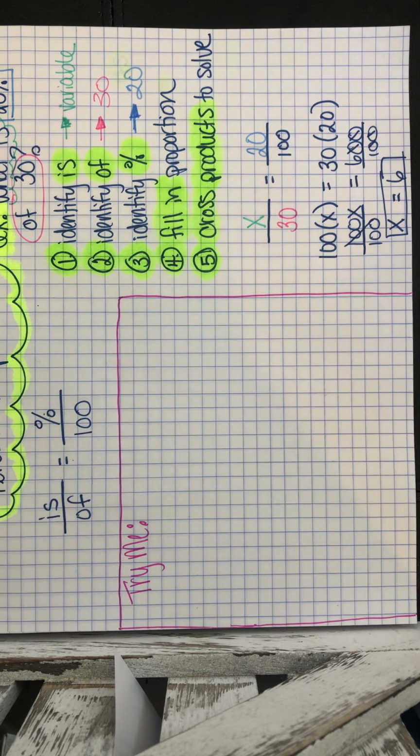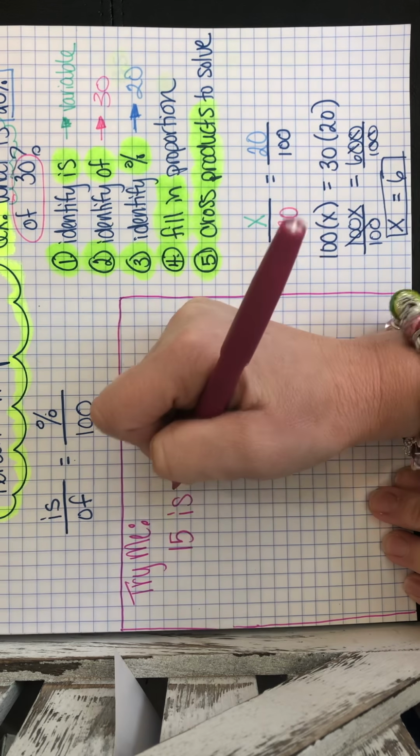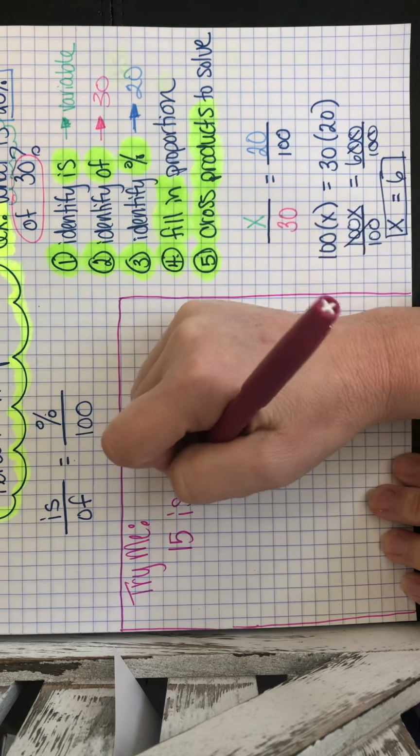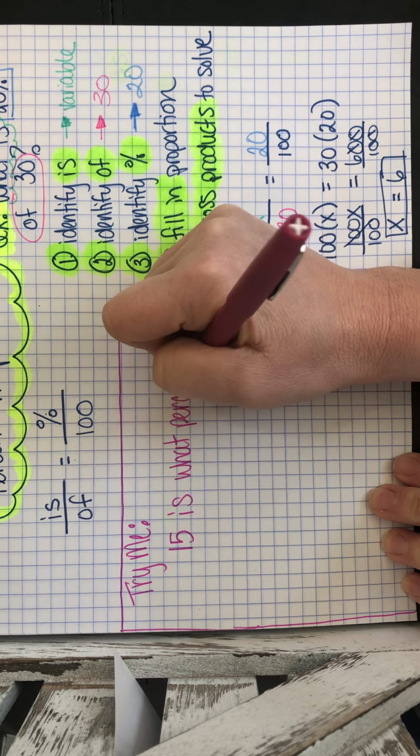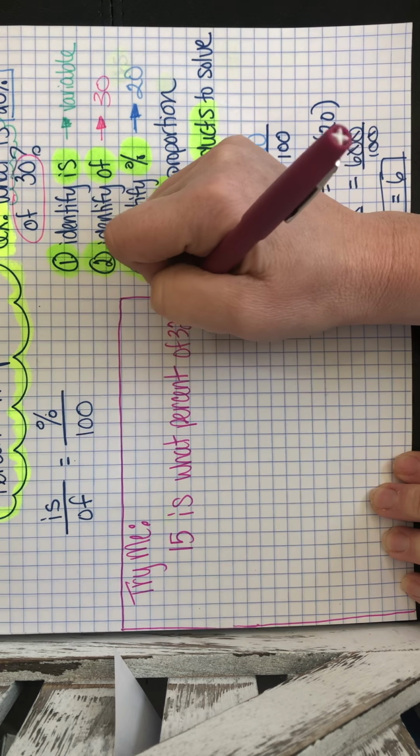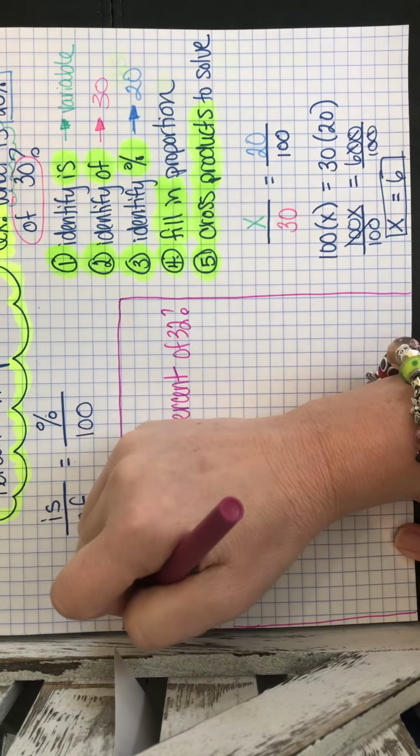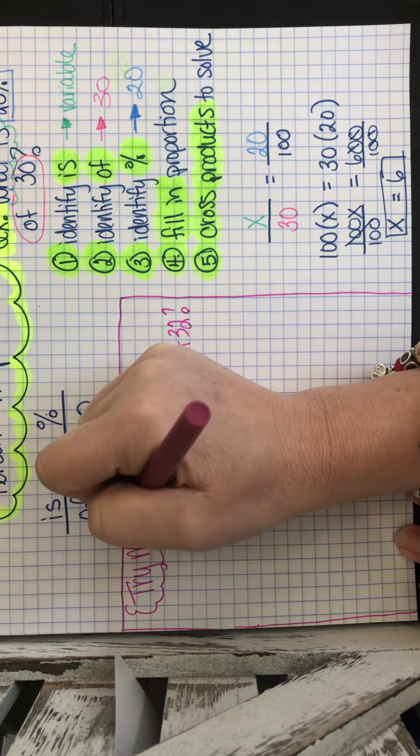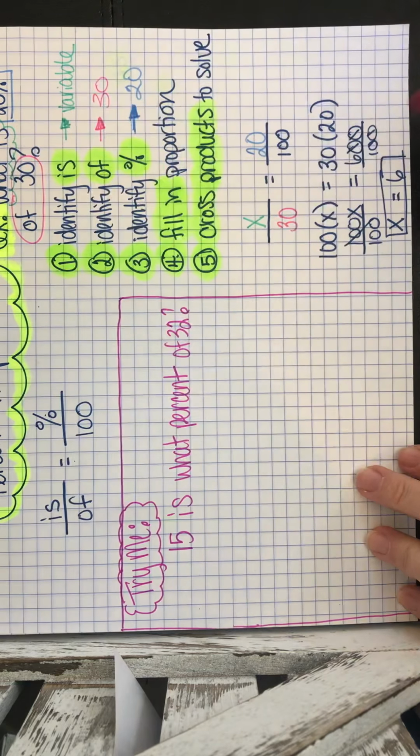So for your try me problem, what you are going to do is this. 15 is what percent of 32? Okay, so what you are going to do right now is you are going to try that on your own, following your steps.